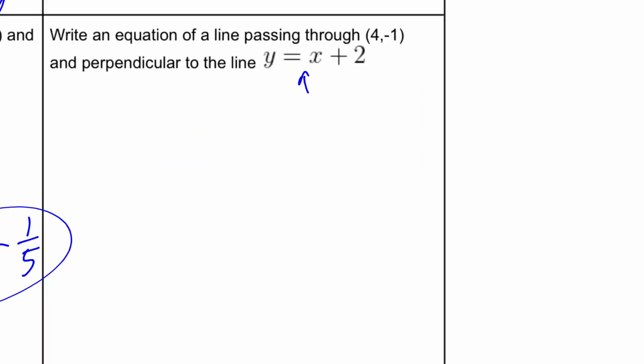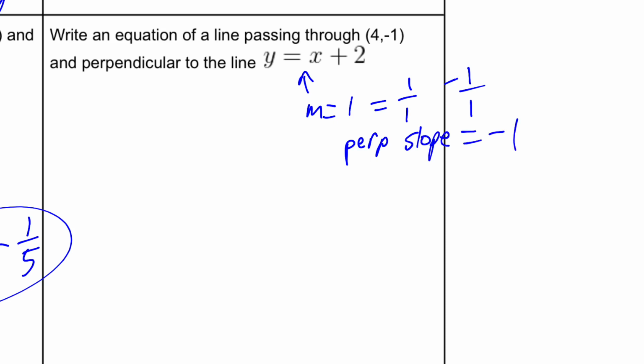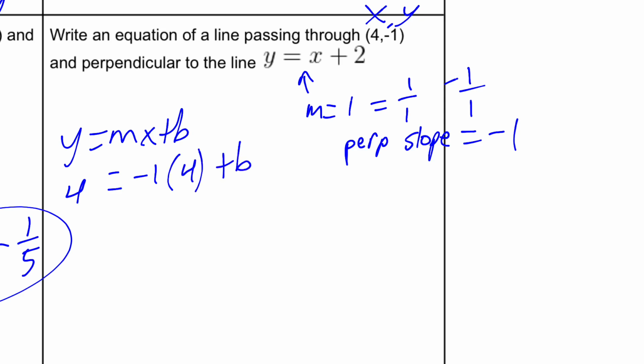I start here with my original slope of 1. We can also think of that as 1 over 1. If I want to go perpendicular, I flip it, and I make it negative. So the perpendicular slope is equal to -1. Let's plug into y equals mx plus b. This is my coordinate, xy. So I'll plug in a 4 for y, a -1 for m, a 4 for x, plus b. So 4 is equal to -4 plus b. 8 is equal to b.